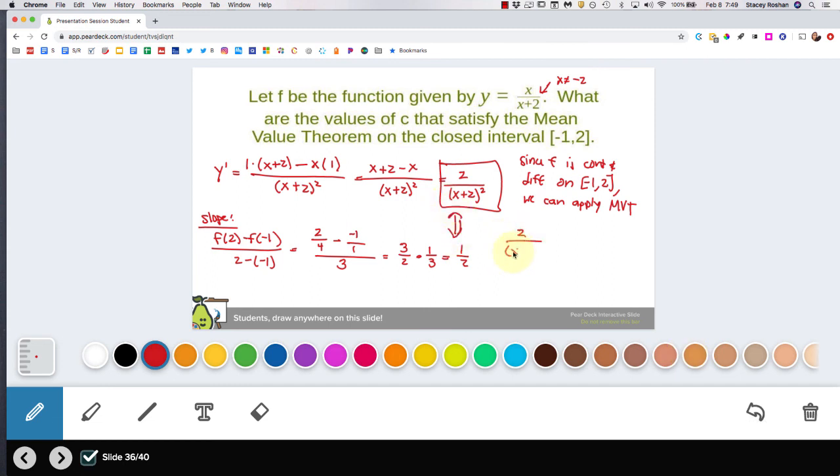2 over x plus 2 squared equals 1/2. And then I could just get x plus 2 squared equals 4. Go ahead and take the square root of both sides. That's the easiest way to solve this problem, especially since the square root of 4 is plus or minus 2. So I have two answers. x equals -2 minus 2, which is -4, or x equals +2 minus 2, which is 0. But -4 is not in the interval, so I have to cross it out. And so my answer is just x equals 0.